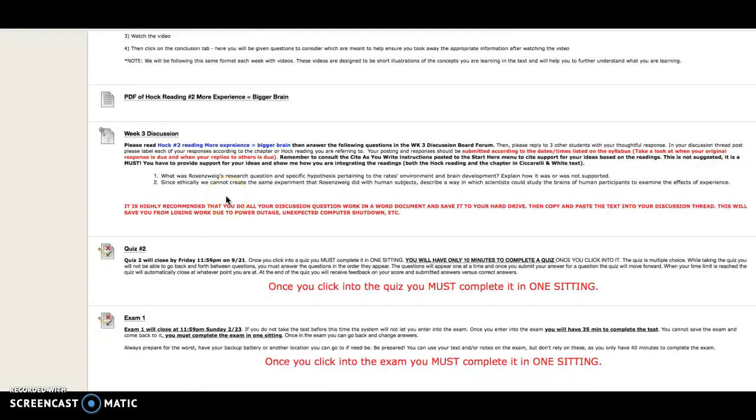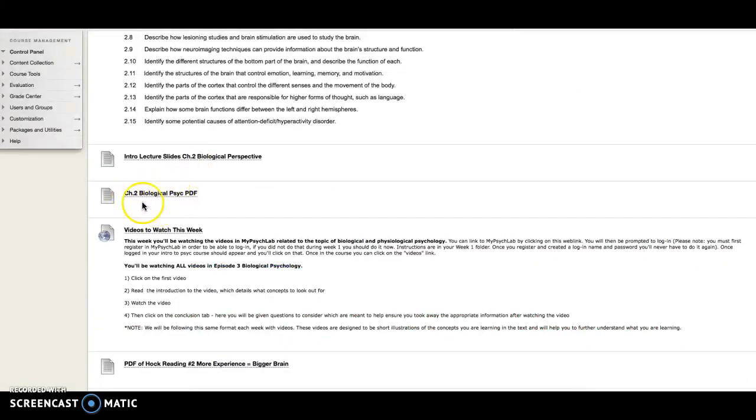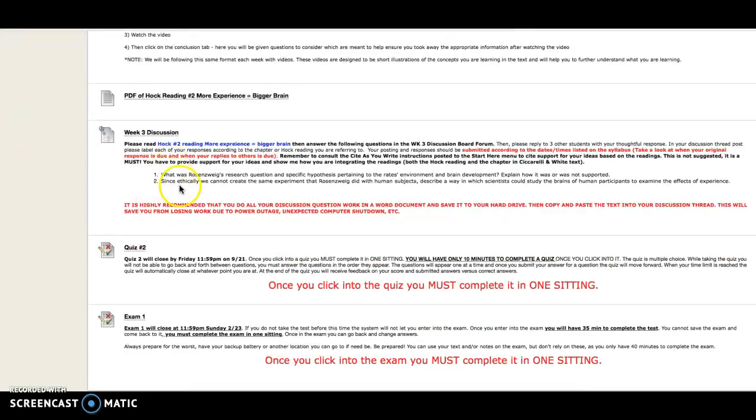And then, as I mentioned, this week's discussion is related to the Hawk reading, but again, you should be tying in readings in the main chapter. Okay, so when you're answering these 2 questions here, you want to tie in what you read in Hawk. You also want to tie in what you read in Chapter 2, all the biological stuff, in your main textbook, the Ciccarelli and White textbook.